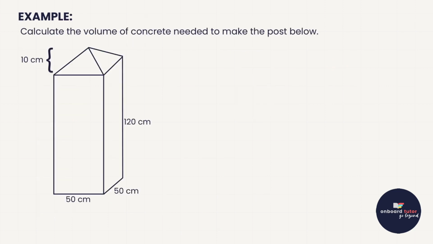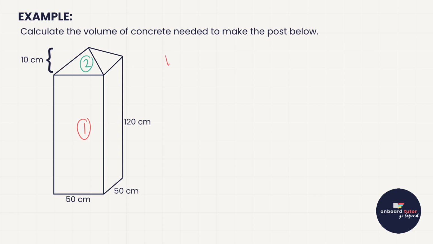Calculate the volume of concrete needed to make the post below. So if we look at this post, it's obviously part of a gate or something that we're looking at, and it's comprised of this big rectangular prism over here, and then above that a little pyramid, just to make it look fancy, I guess. Okay, so we've got two shapes, which means to calculate the volume, we're going to have to work out each of their volumes and then add together.